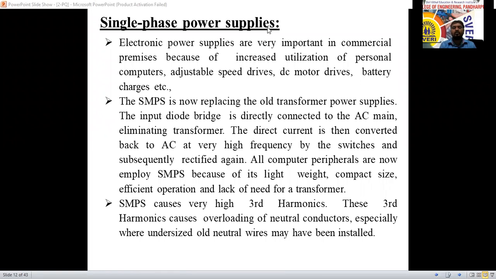What it does here now is that the rectifier unit is directly connected to the supply, so at the output of that we get the DC. That DC is then converted into high frequency AC.